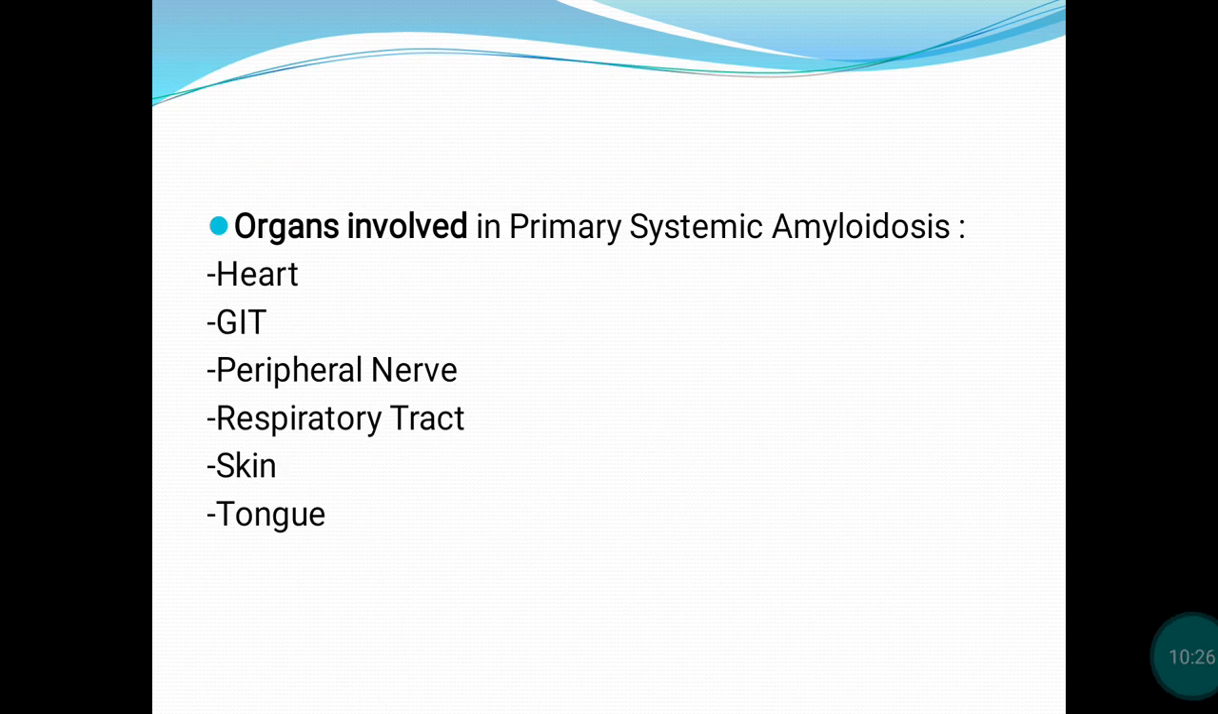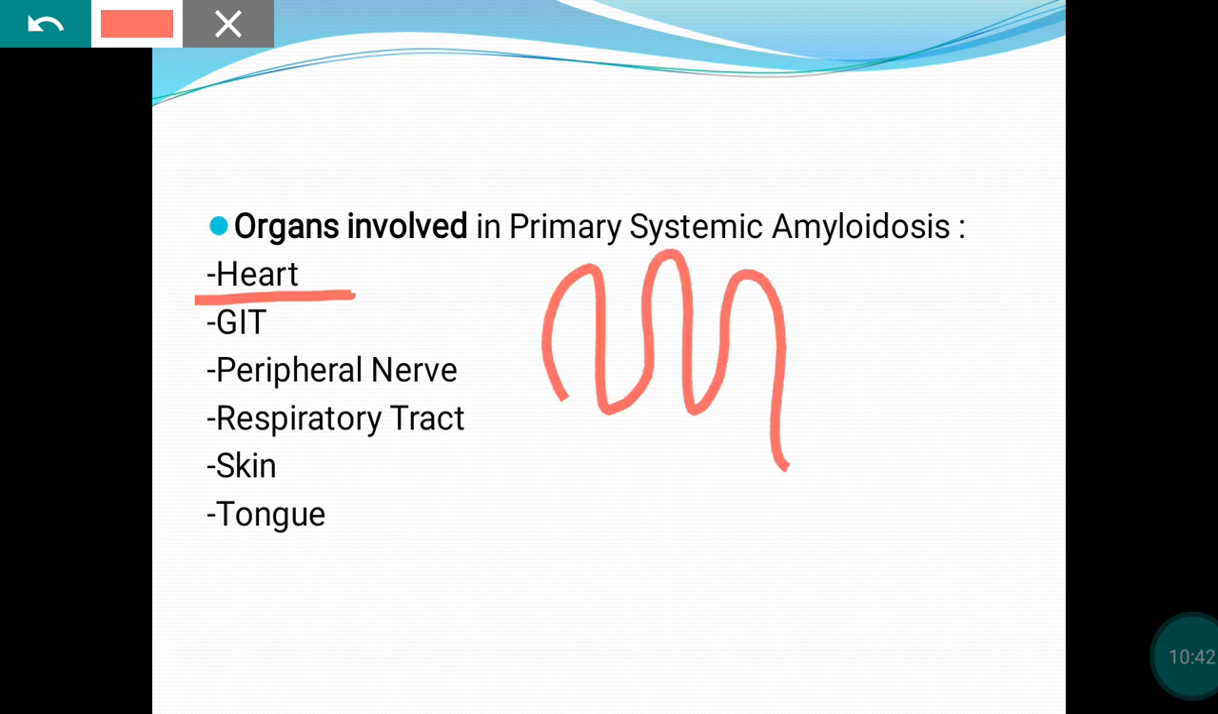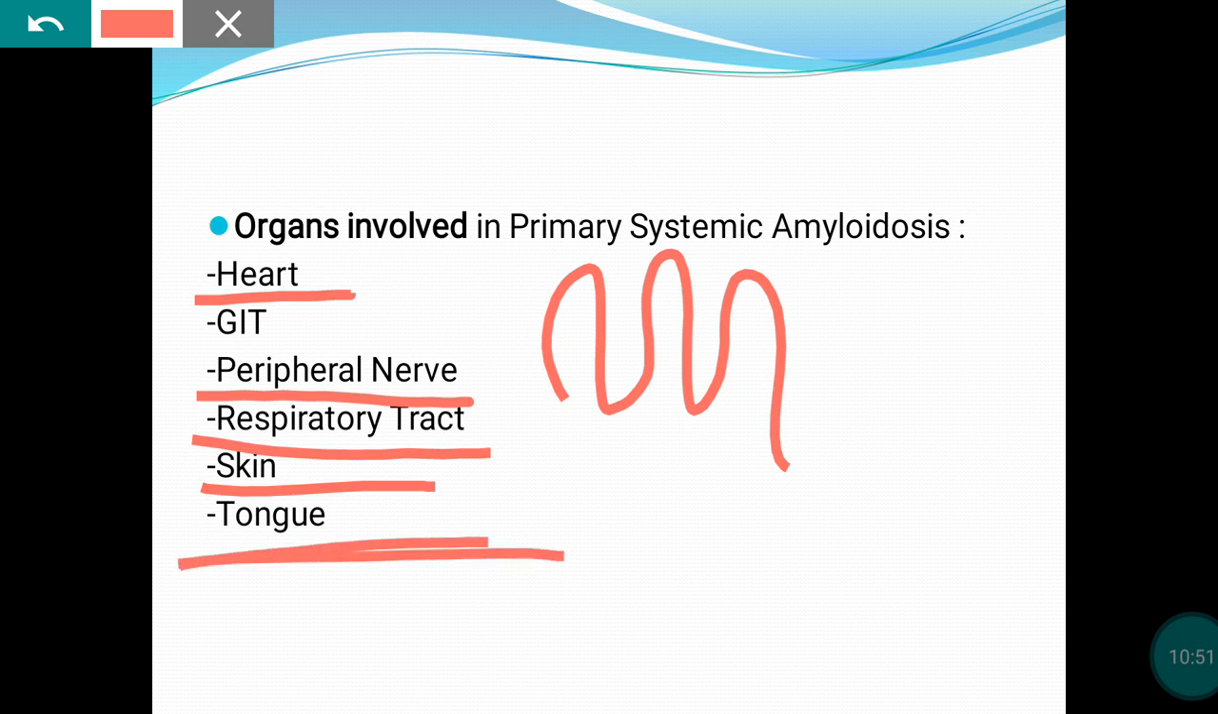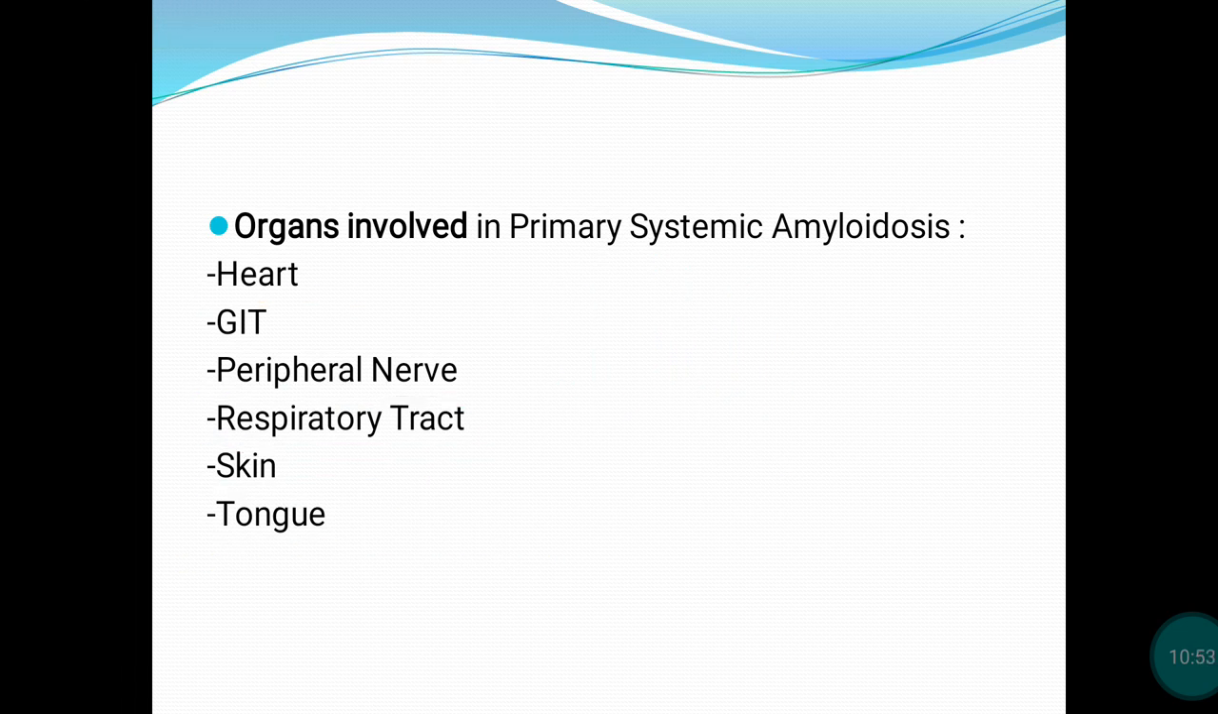Which are the organs that are involved in primary systemic amyloidosis in the AL variety? So, in the primary systemic amyloidosis in the multiple myeloma induced, the organs usually involved are your heart, your GIT, then it can involve peripheral nerves, it can involve respiratory tract, it can involve skin, and finally it can involve the tongue as well. So these are the organs involved in primary systemic amyloidosis.